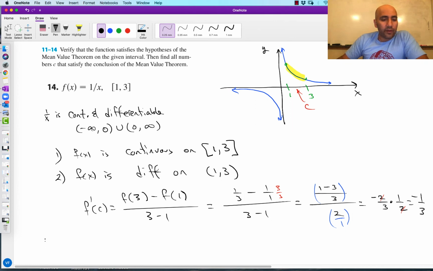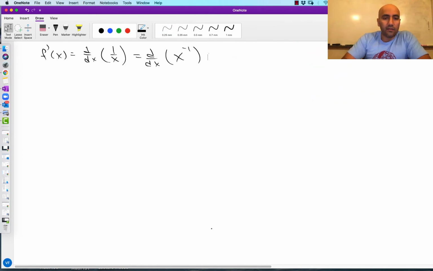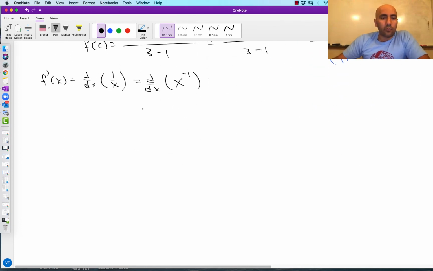Let's find that derivative then. F prime of x is going to be equal to the derivative with respect to x of 1 over x, which we know is the same thing as the derivative with respect to x of x to the negative 1 power. And now that we can find pretty easily using our power rule. That means that f prime of x is going to be equal to negative 1 times x to the negative 1 minus 1. Means f prime of x is equal to negative 1 over x squared.